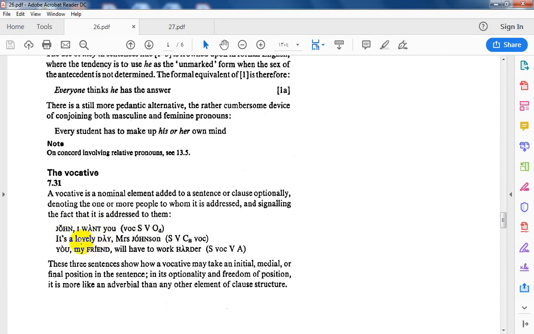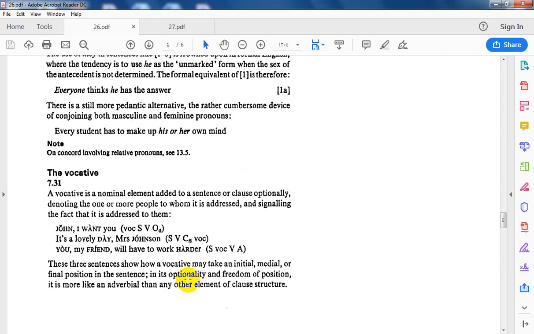It is a lovely day. This is the main sentence, SVC, and we have the vocative at the end of the sentence, Mrs. Johnson. Finally, you, my friend: you is the subject, my friend is the vocative, will have to work is the verb, and harder is the adverb.